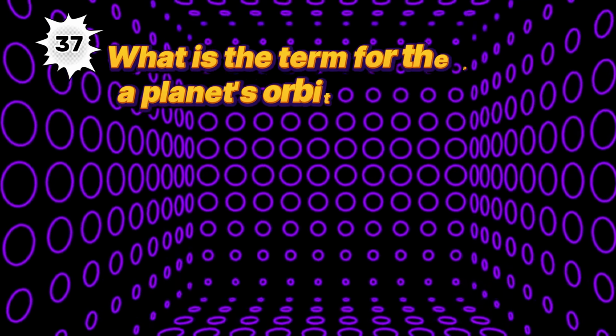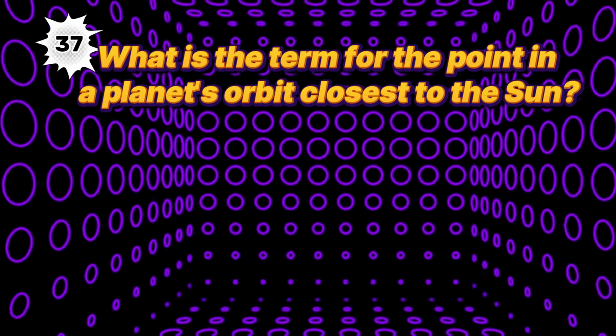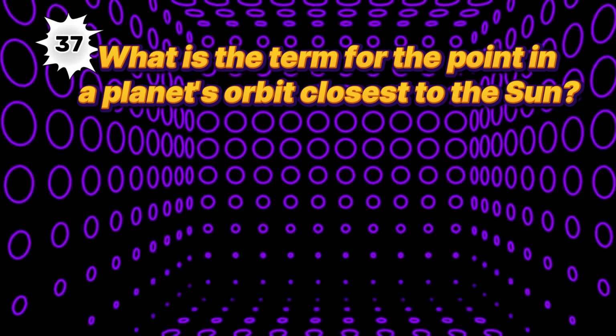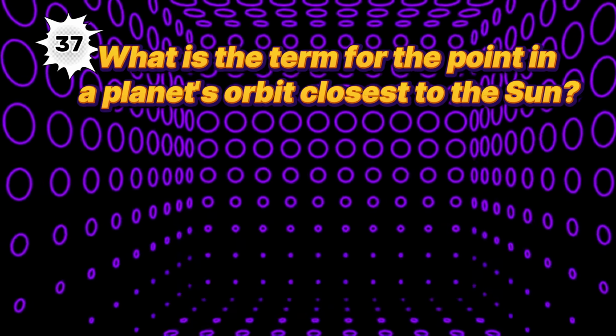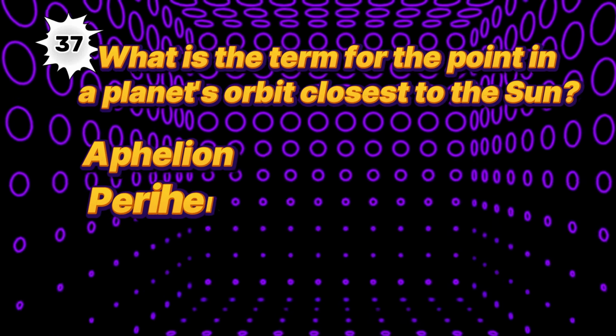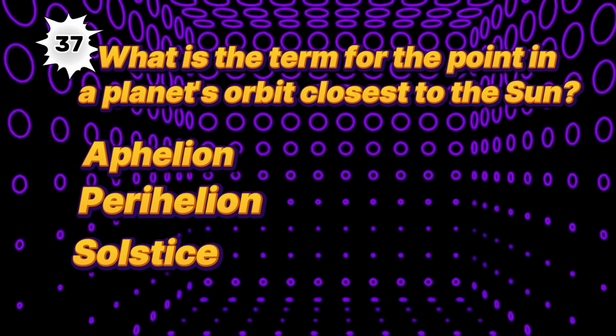Now one about planetary motion. What is the term for the point in a planet's orbit closest to the Sun? Take your pick: aphelion, perihelion, or solstice.